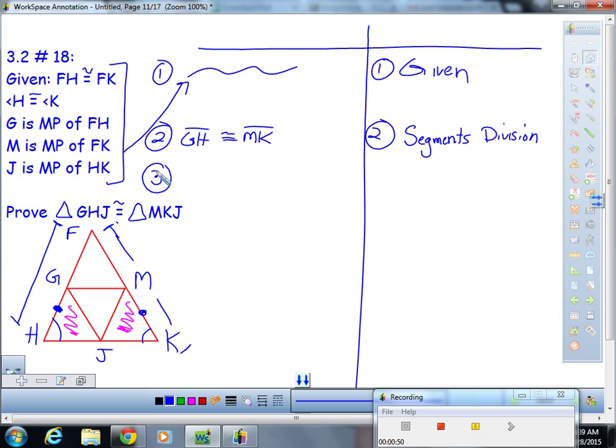Well, J is also the midpoint of HK. So what could I deduce from that statement? Kev? Segment HJ and segment JK are congruent. Segment HJ is congruent to segment JK, or KJ. I could say it either order. Now that's a different reason. So what's that reason, Kev? Excellent.